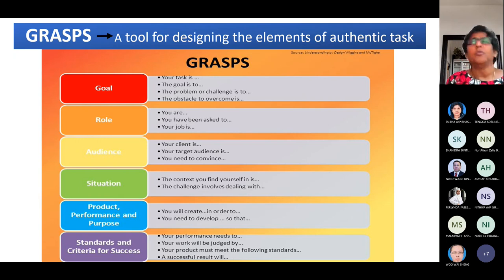If you look at this graph, Google it. You have the goal. You tell your students what the task is about. In the earlier task, you need to help a father prepare a fluffy base. What is your role? You were the owner of a pizza parlor. Who is your audience? Your client is a father to a young son who is going to celebrate his birthday. Situation: you are going to teach the father how to make a pizza base that is fluffy. And what is your product? The parent is able to create that base.